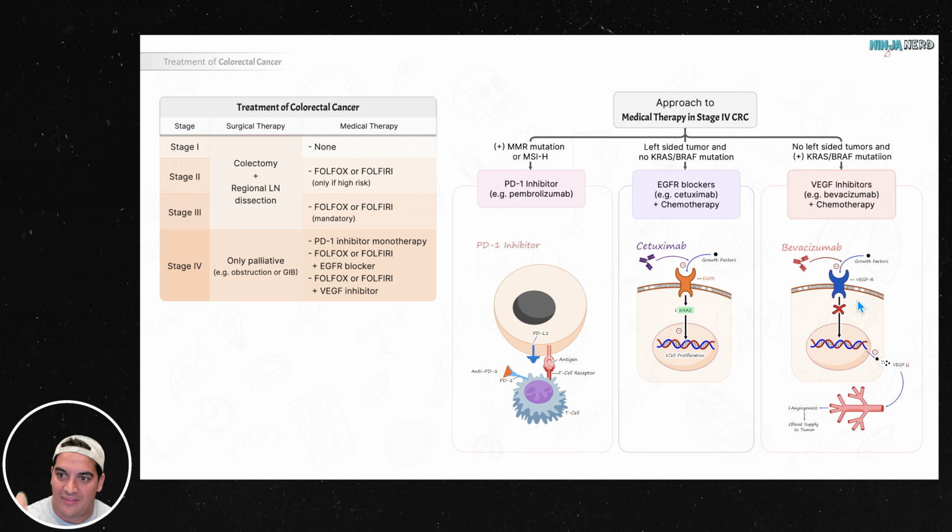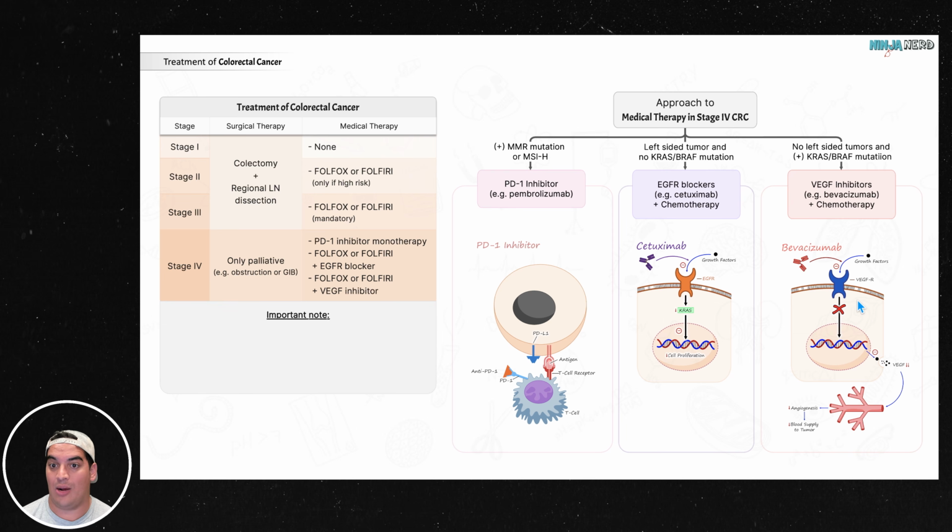So again, if you have the MMR mutation, PD-1 inhibitors. If you have left-sided tumor and no KRAS BRAF, cetuximab, because you're not going to be going after, in this case, an abnormal KRAS. If you have a KRAS BRAF mutation, then you can give a drug like a VEGF inhibitor because it's not influencing the KRAS pathway. All right. And then again, if you have the cetuximab and the bevacizumab, you combine that with chemotherapy.